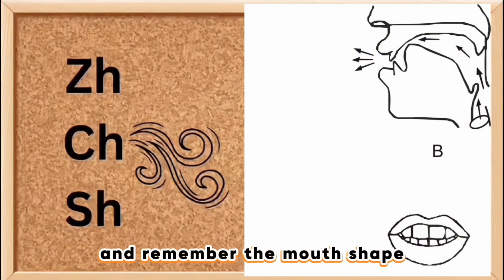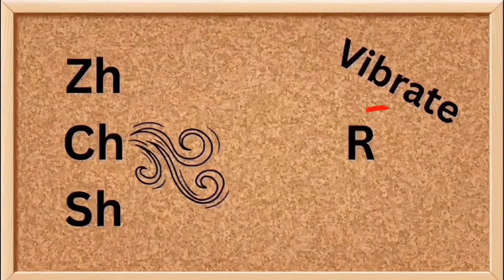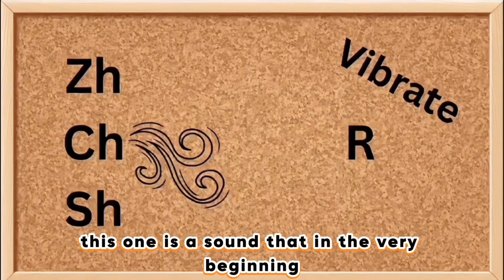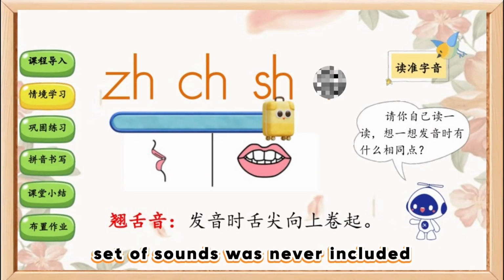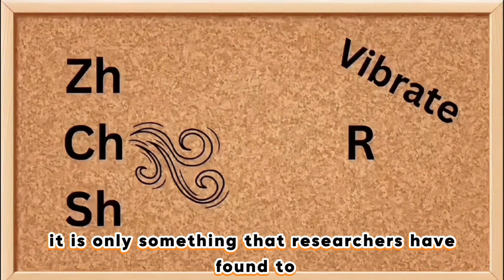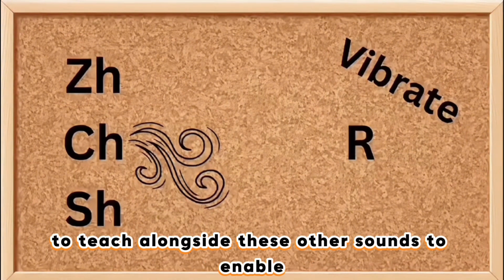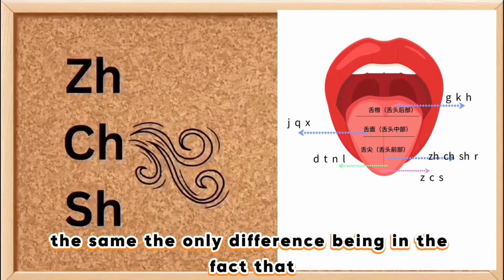And remember the mouth shape in the beginning to help us really grasp these things. Now let's see. This is a sound that was never included in the very beginning whenever they were teaching this set of sounds. Researchers have found it very vital to teach alongside these other sounds, to help students realize that the position of the tongue is actually the same.